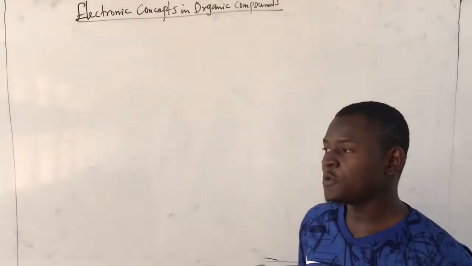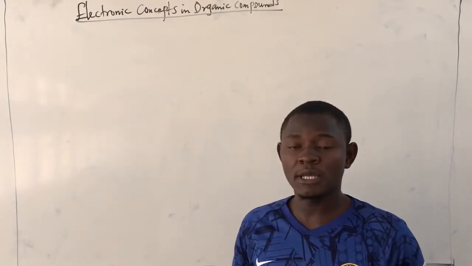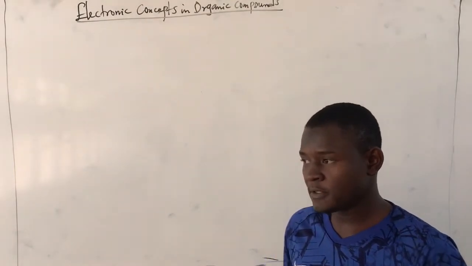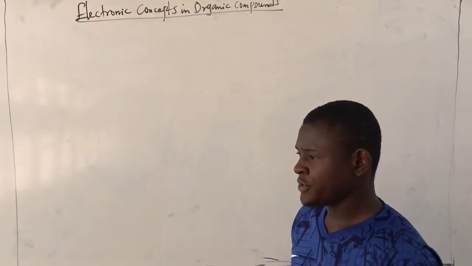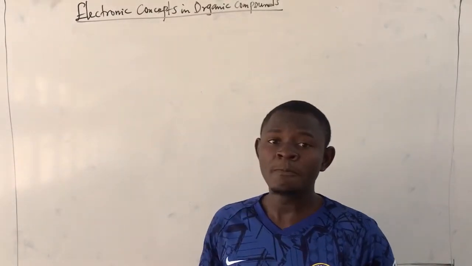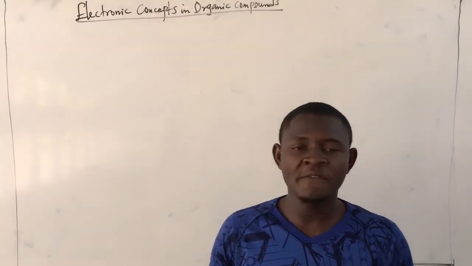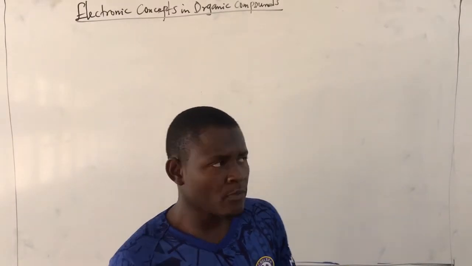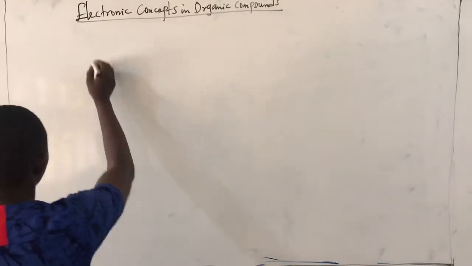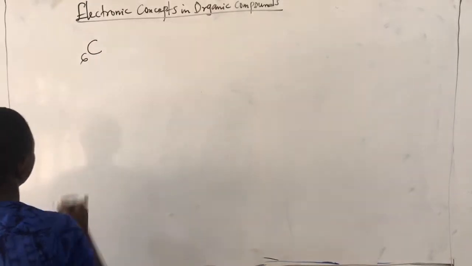For several episodes we've been talking about organic compounds, looking at the structure of carbon and how it interacts with other elements. So today we'll be looking at the electronic concepts in organic compounds, and these are one of the properties that make carbon a very special element. Now, carbon, as we all know, has an atomic number of 6. So if you have to write carbon, we say carbon has an atomic number of 6.